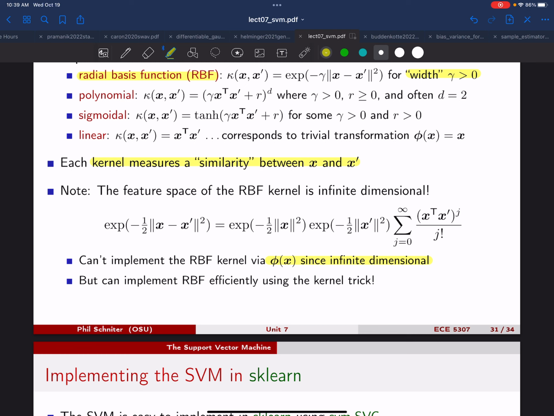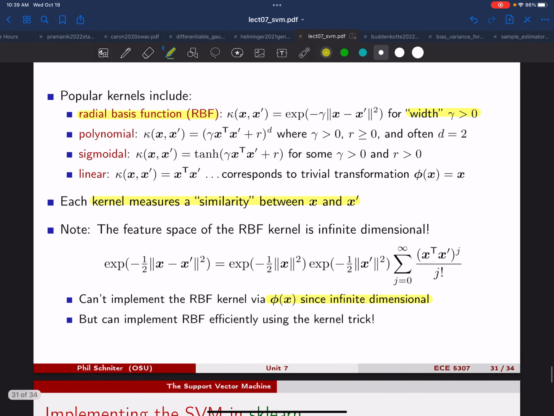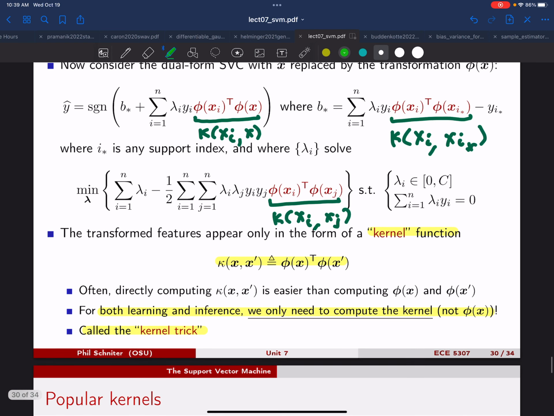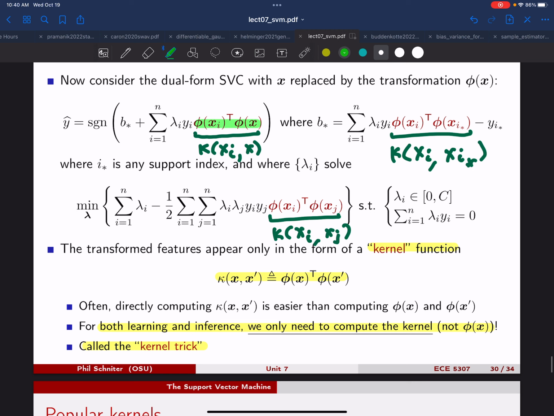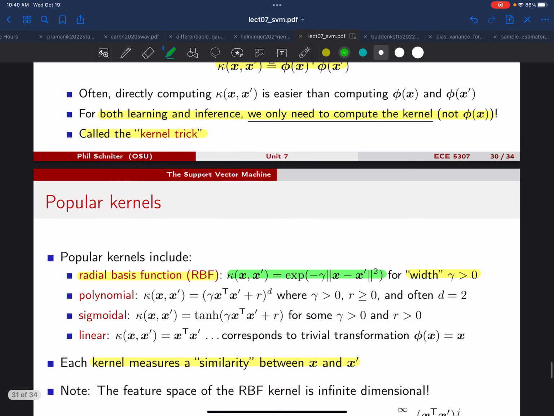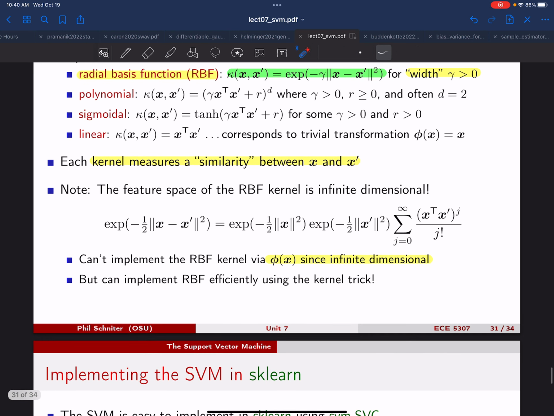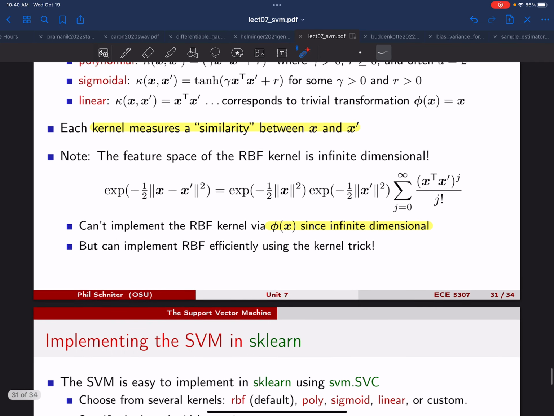So fortunately, we never need to work with phi directly. We just work with the Rbf kernel alone, and we use that everywhere up here. And that's very tractable, right? As you can see, it's very cheap to compute the Rbf kernel. Okay, so that's basically what the kernel trick gives us.